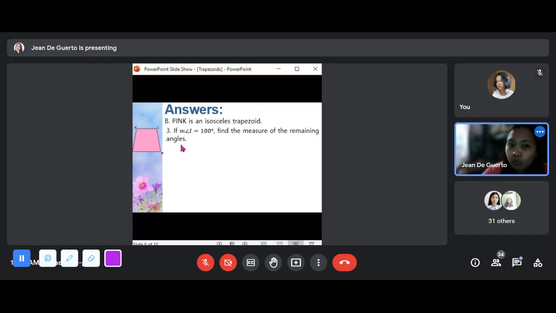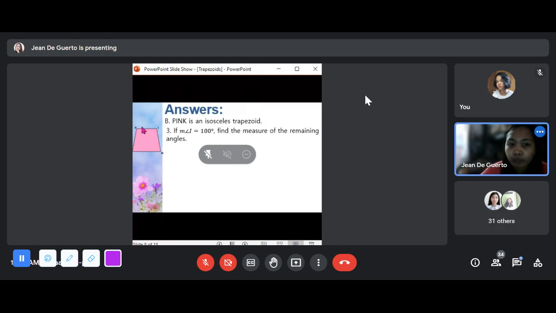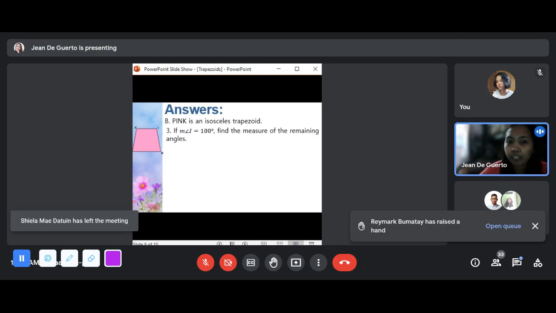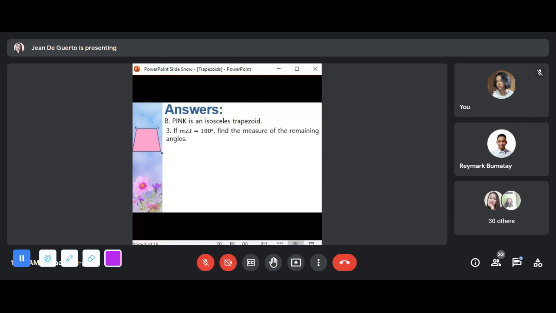Okay? What is presented here uses the angle sum theorem. But without using the angle sum theorem, by the property of an isosceles trapezoid, we said base angles are congruent. So if angle I is 100 degrees, what will be the measure of angle P, since they are partners, Remark? 100 also, ma'am. 100 also. Okay? How about angle N and angle K? What will be their measures? Remark? 80 degrees, ma'am.